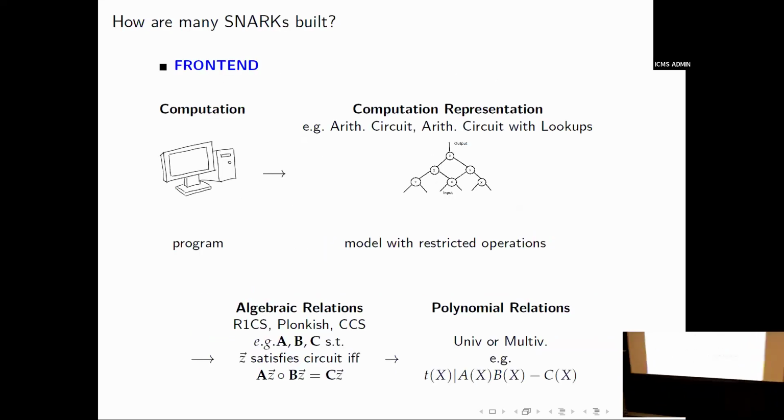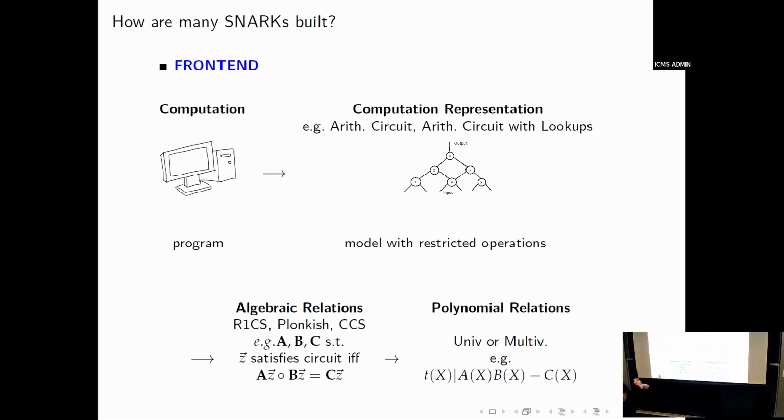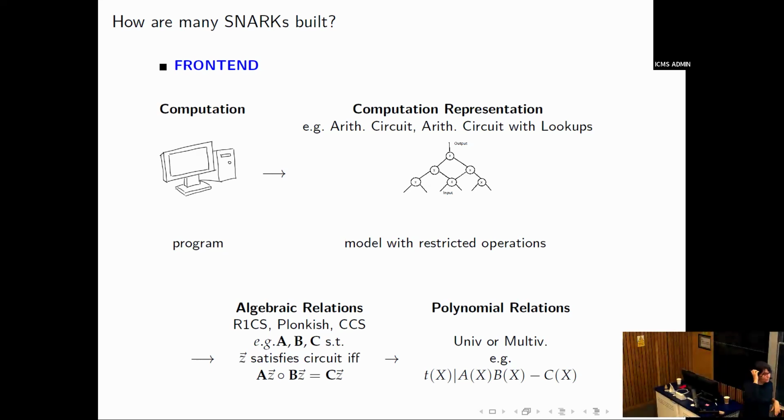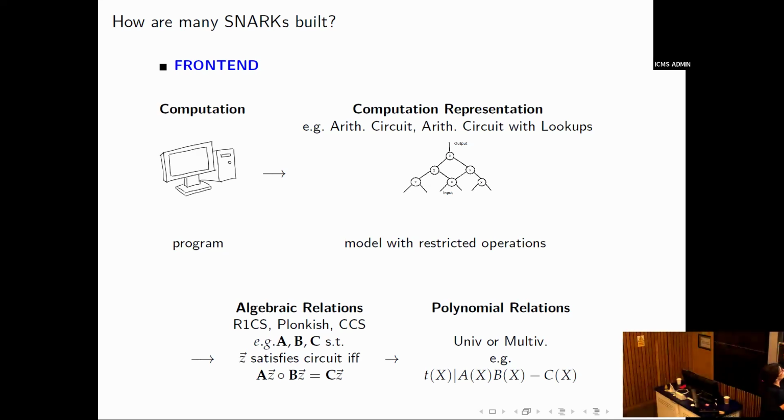So how are SNARKs built? Starting with the ZK proof standardization effort, people tried to come up with somehow standard notation. Of course, everybody has their own way of thinking about it. But usually the recommendation was to distinguish between front end and back end. So what is the front end? It's really what the user who wants to do a zero knowledge proof thinks of: he has a computation and he wants to prove it. So what do we need to do?